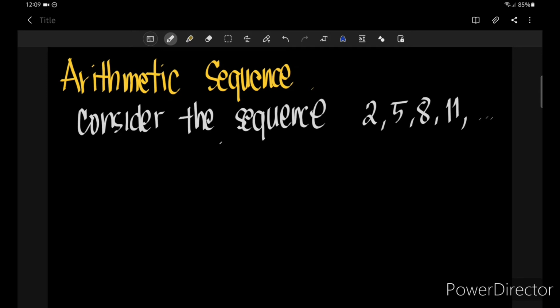Now, in order to arrive to the formal definition of arithmetic sequence, let us first consider the sequence 2, 5, 8, and 11. Kung mapapansin natin sa sequence, meron tayong ina-add na 3, no? Para makuha natin yung mga succeeding term. Okay. Yung 3 na yun is constant. So, add ka lang ng add ng 3 to obtain the next term.